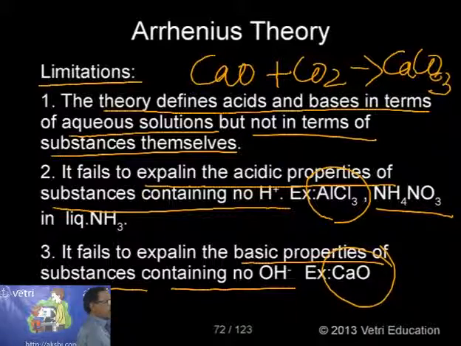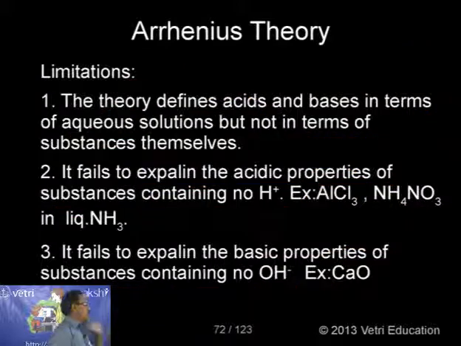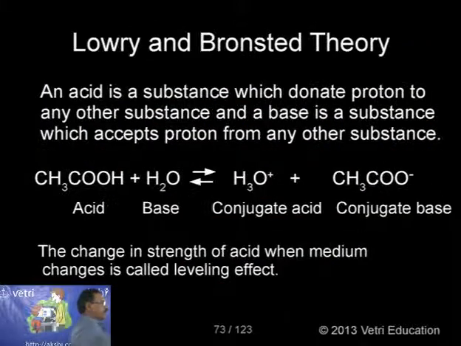Calcium carbonate is a salt, so calcium oxide should definitely be a base, and carbon dioxide is an acid. So automatically, calcium oxide is a base, yet it does not contain OH minus. According to Arrhenius theory, we cannot define this. So these are the drawbacks and limitations of Arrhenius theory.